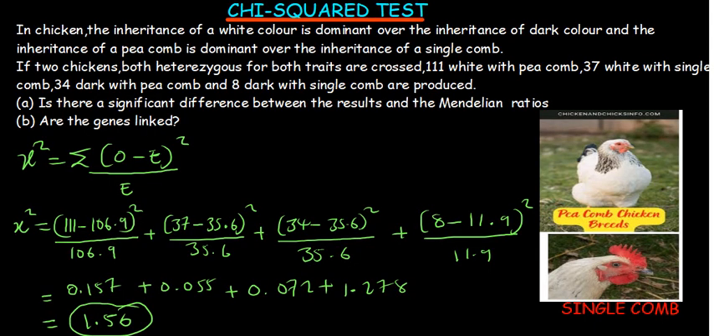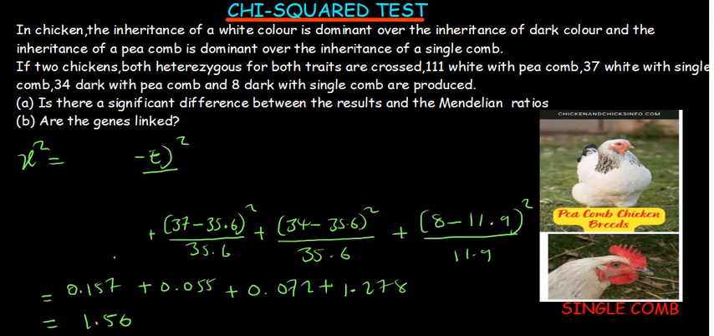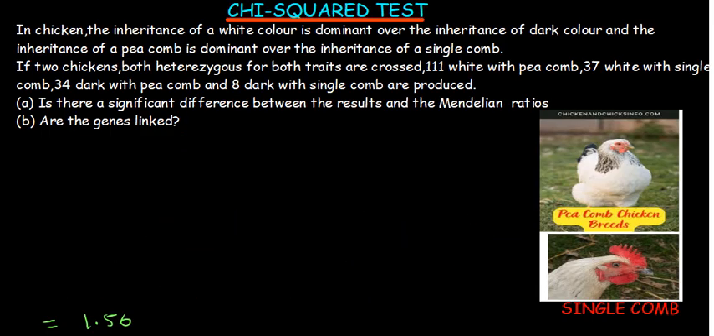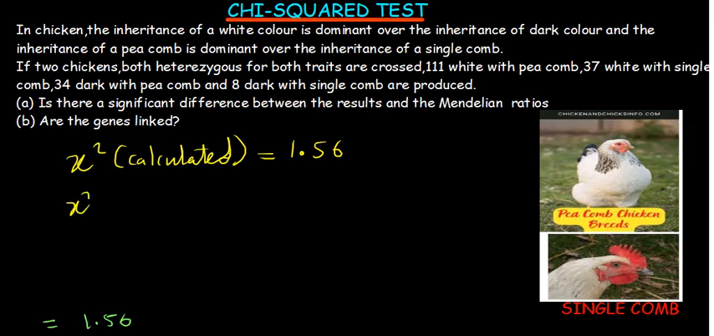So what we're going to do is compare the calculated chi-square and the tabulated chi-square. So let me just now write this value on top there. So chi-square calculated is equal to 1.56. So the other thing that we need to find is chi-square tabulated. What is the chi-square that we're going to find in the table, which is tabulated?